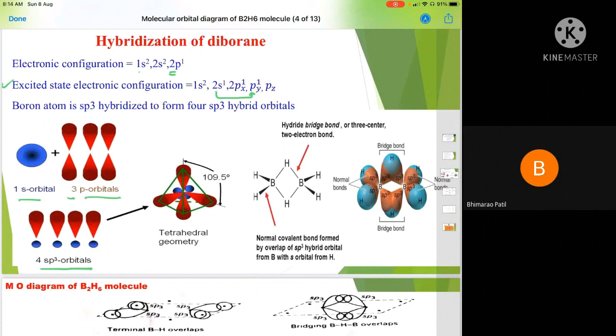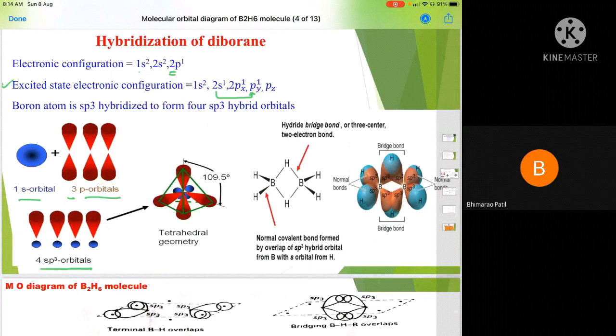You know that the lobes of the 4 sp3 hybrid orbitals of the boron are oriented in space in such a way that the repulsion between the electrons present in the lobes is less, that is, they are maximum apart from each other. Therefore that forms a tetrahedral geometry, and the bond angle between one sp3 hybrid orbital and another sp3 hybrid orbital is 109 degree 28 minutes.